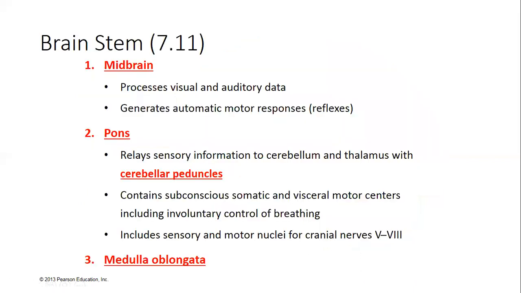Down to the brainstem. The brainstem has the midbrain, in the figure it is green, that processes visual and auditory information. We'll point out some structures there. The pons and the medulla. So we'll go into these in detail.